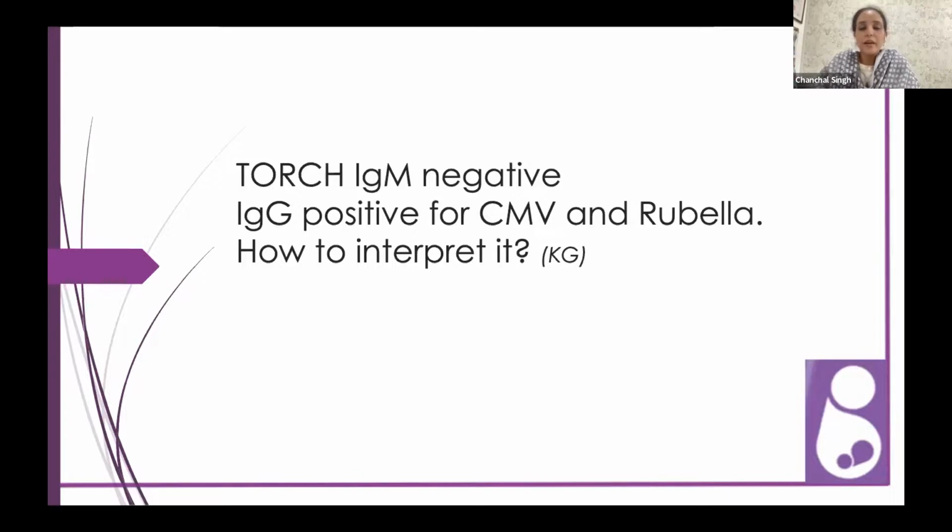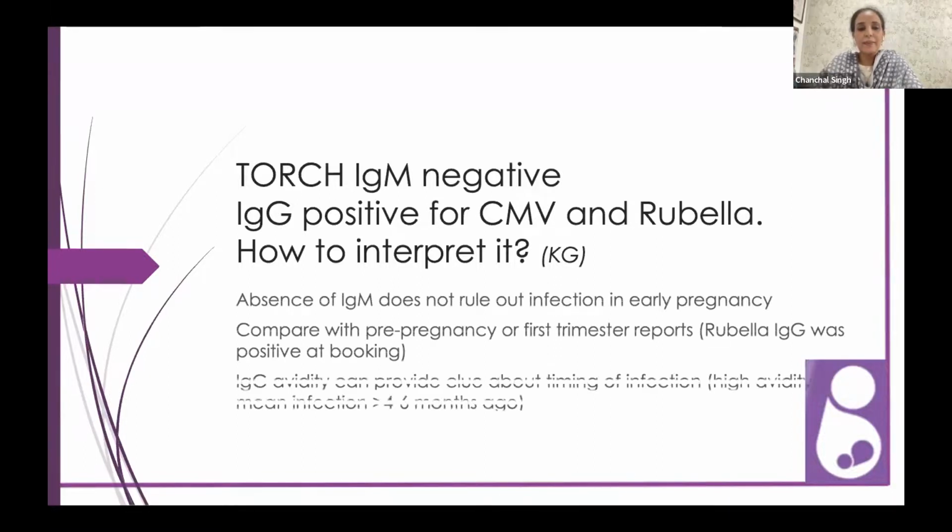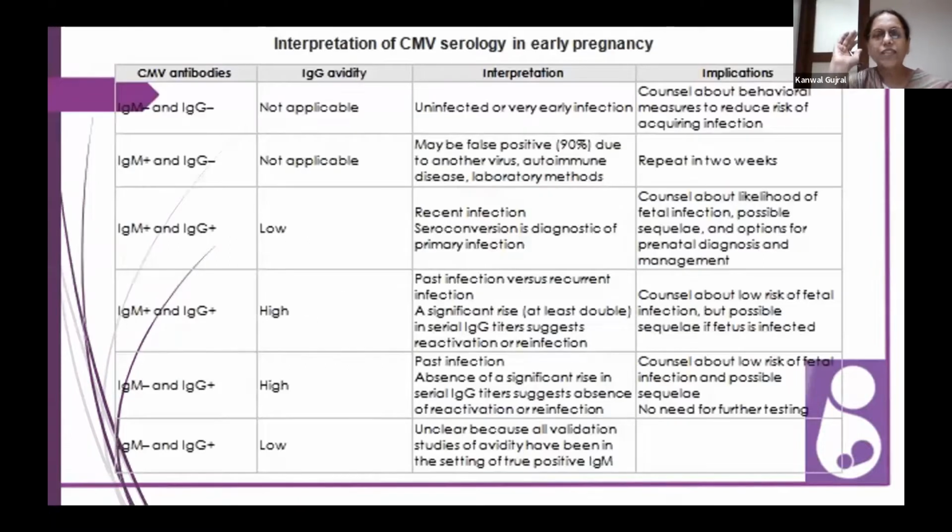So, as is the case with all of us obstetricians, these TORCH reports are a pain. Now we've done the TORCH for this patient. This was indicated because we were seeing a hepatic calcification. The TORCH IgM is negative, and IgG is positive for CMV and rubella. How would you interpret it, Dr. Gujarat? You see, as you said, there's a lot of confusion. Let's deal with CMV first. Rubella is all right, IgG positive. We have the previous report, fine.